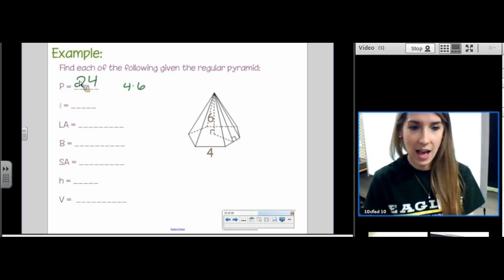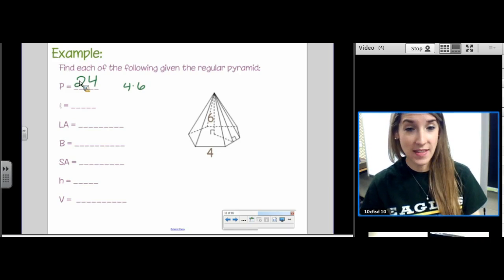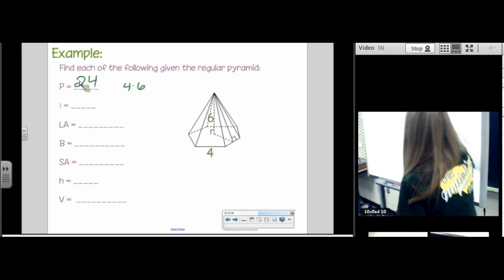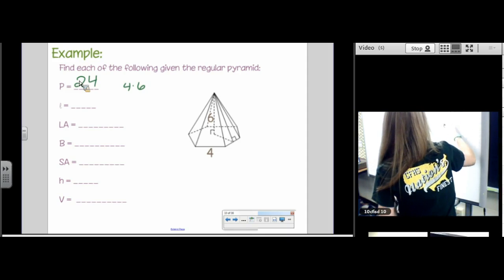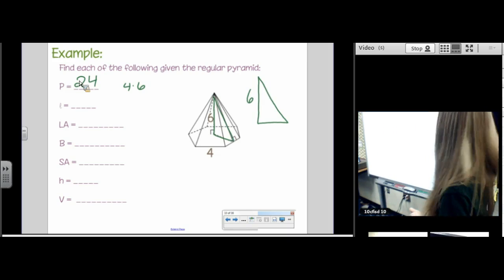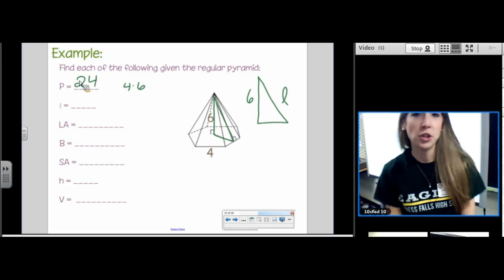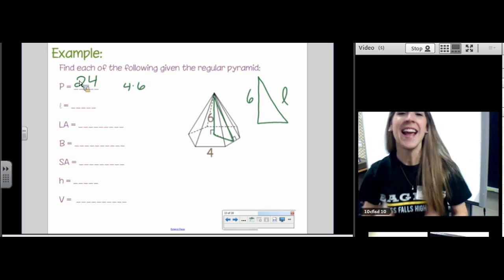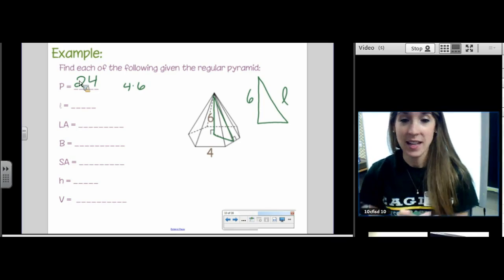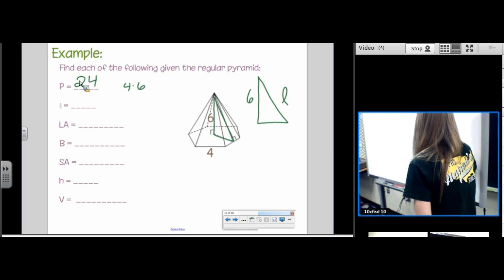What is the slant height? Here's where we get into Pythagorean Theorem. 6 is the altitude. 6 is the height. It is not the slant height. So this problem is going to get really difficult really fast, okay? I'm going to redraw this triangle right here. This is 6. This is not 4. I told you this triangle was made up of the height, the slant height, and the apothem of the base. This is the apothem of the base.